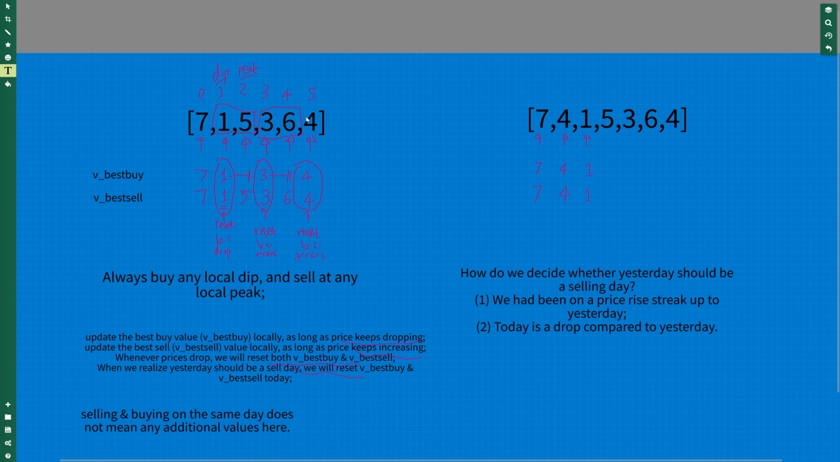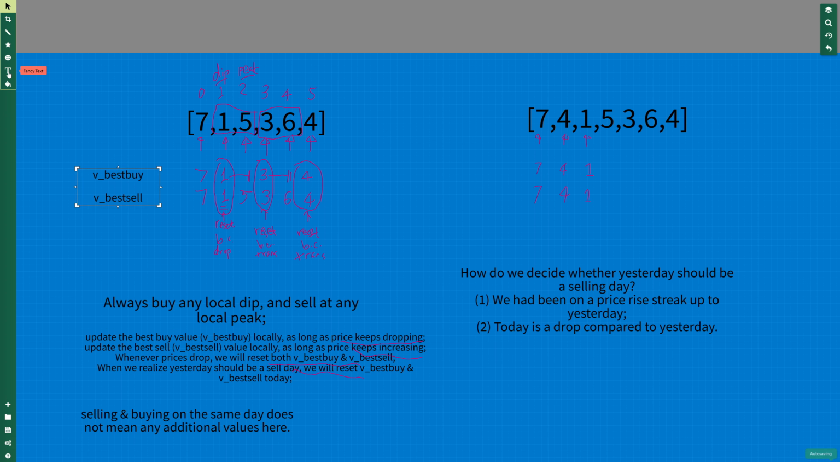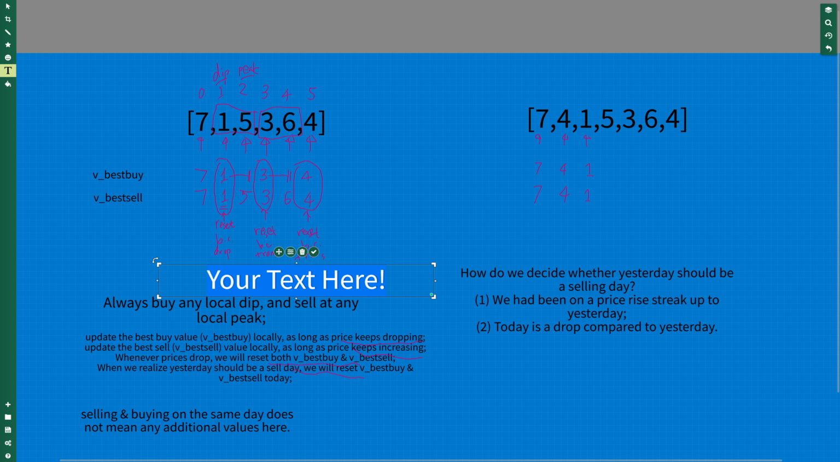And then when we were on day number 5, we knew that day 3 and day 4 had been a 1 day price rise streak, right? And we also see a fall today, and so that's how we know it's a selling date. And whenever we have a selling date, we're going to basically cash our profit. We're gonna have a profit so far array, right? So let's build it up.